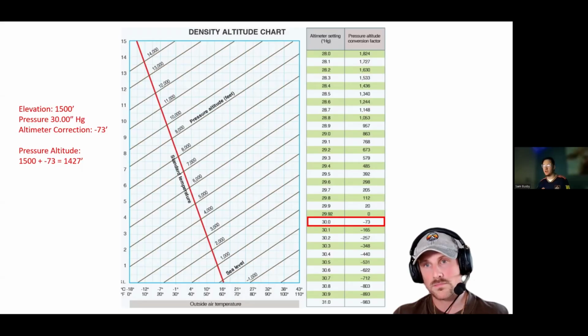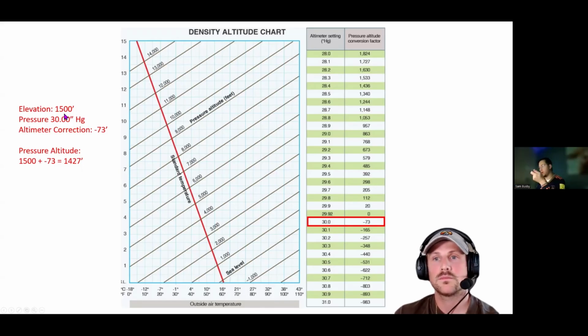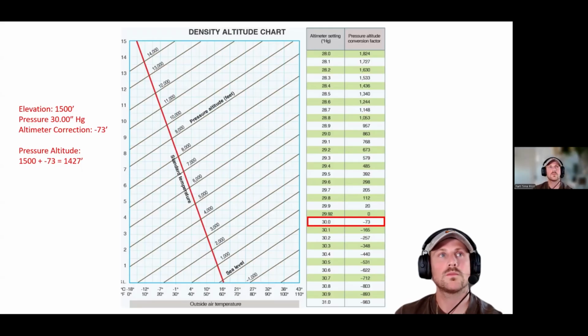How did we get to 1500? 1500 is what we're given in the problem. Oh, right. Okay. I thought we were finding 1500 on the chart. My bad. Nope. Thank you.